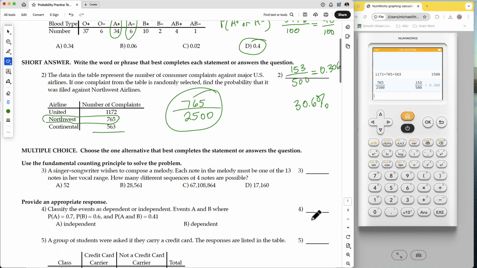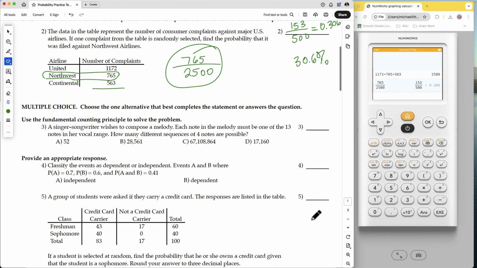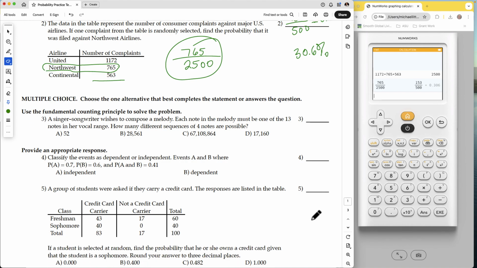Question 3. A singer-songwriter wishes to compose a melody. Each note in the melody must be one of the 13 notes in her vocal range. She's only got 13 notes. I don't know that that's very many for a singer, but anyway, we'll go on. How many different sequences of 4 notes are possible? So 4 notes, 1, 2, 3, 4. She's got 13 notes, so we've got 13 for the first one. They don't say that she can't reuse them, right? She could use the same note again and again and again.